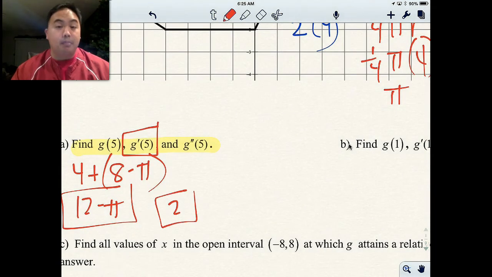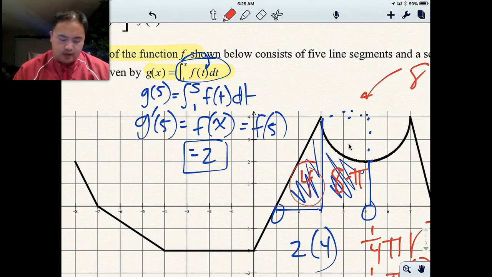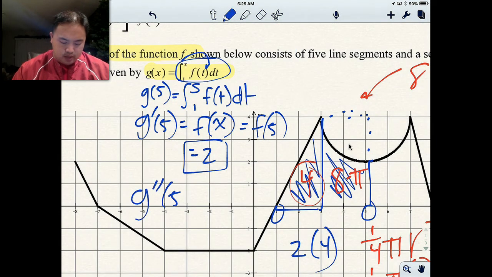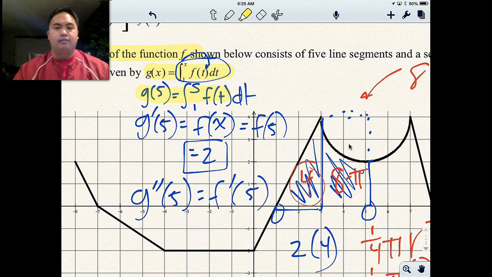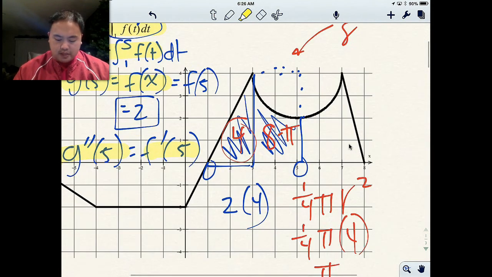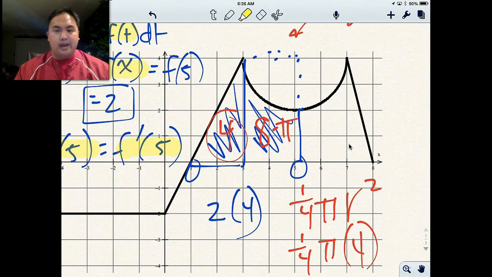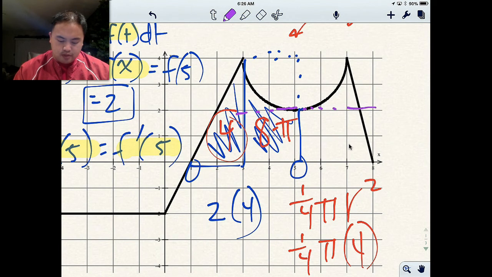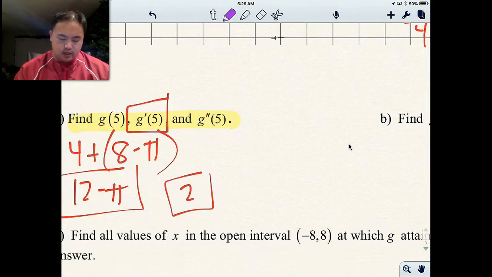And lastly, I want g double prime of 5. G double prime of 5, if I show you here, means I really want f prime of 5. If you understand g of 5 is just plugging in 5 into the antiderivative, and g prime of 5 is just plugging 5 into f of x, you should understand g double prime of 5 is just plugging in 5 into f prime. So again, I go back to my graph. Essentially, what is the slope at 5? I notice that at 5, I have a slope, a flat line of 0. So this one is 0.